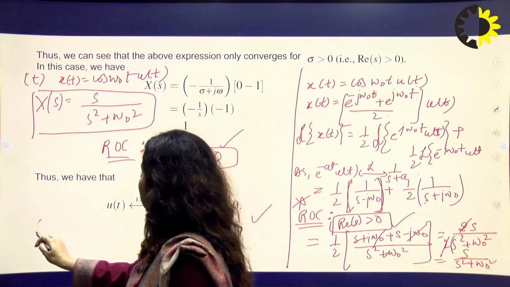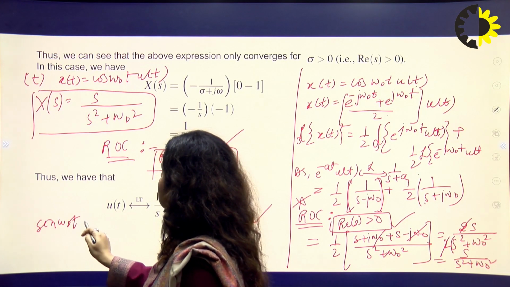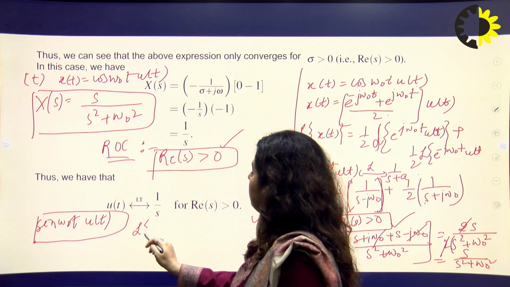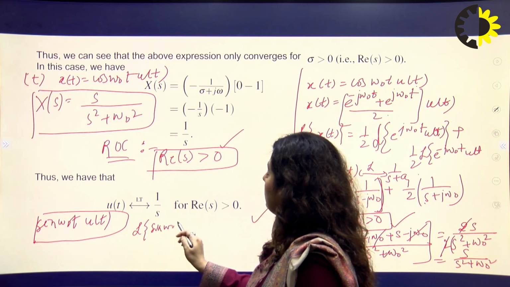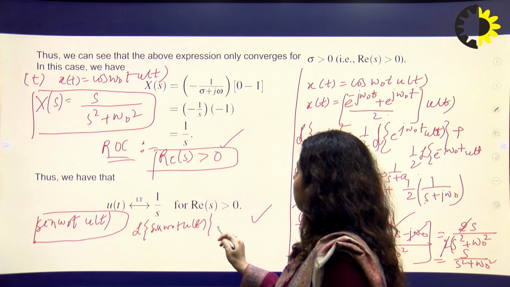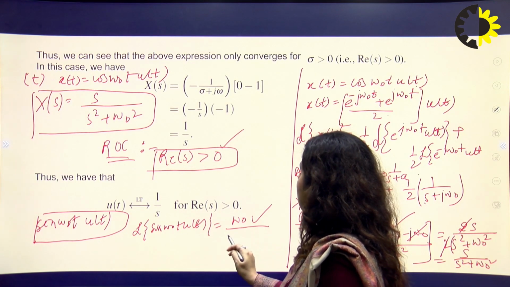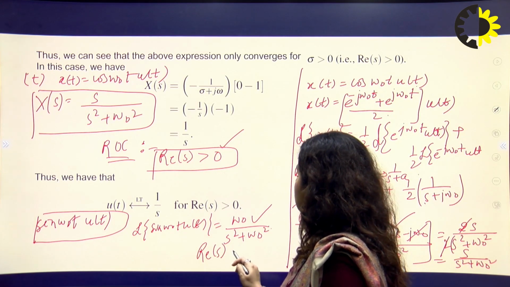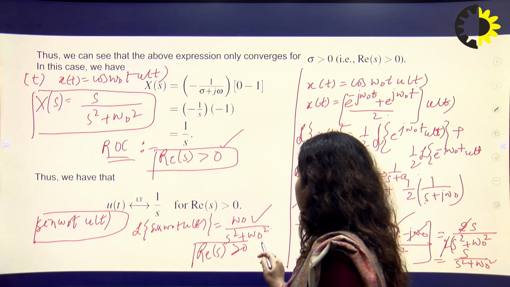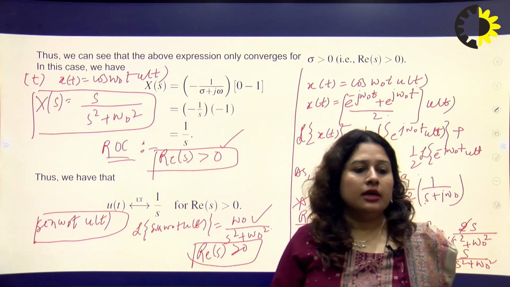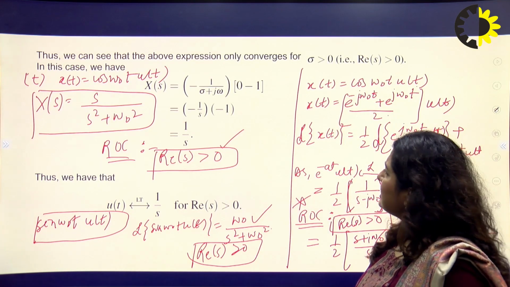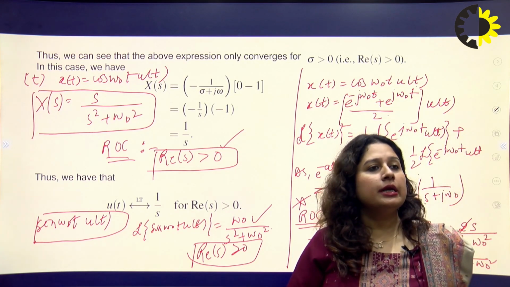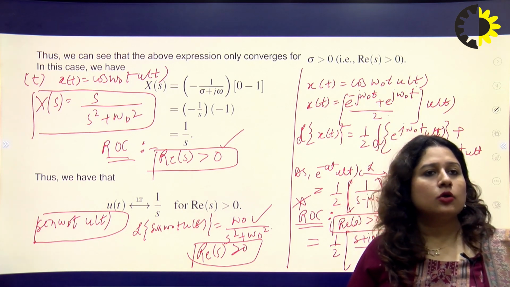Similarly, for sine omega naught t, these are very common sequences. You can find the Laplace transform easily for these functions. For sine omega naught t u(t), the Laplace transform comes out to be omega naught upon s square plus omega naught square, and again the ROC is real of s greater than 0. So these are some common sequences: unit step function, ramp function, impulse function, sine omega naught t u(t), cos omega naught t u(t).